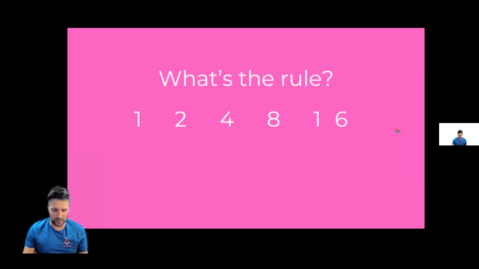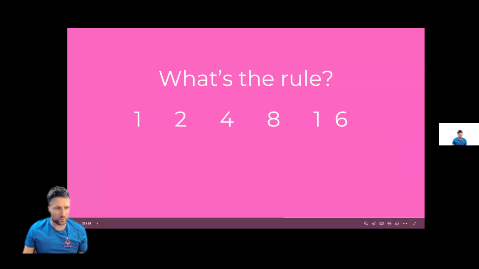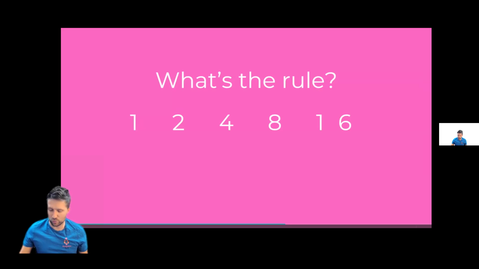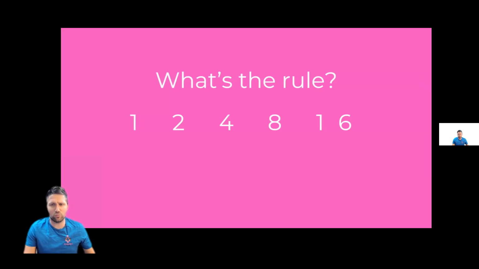So I just want you looking at the numbers there, and in the chat, or if you're watching this as a recording, just write it down: what do you think the rule for this sequence of numbers is? And if you could put that in the chat, that'd be absolutely fantastic for me to get an understanding of what you're thinking. What is the rule for that sequence?